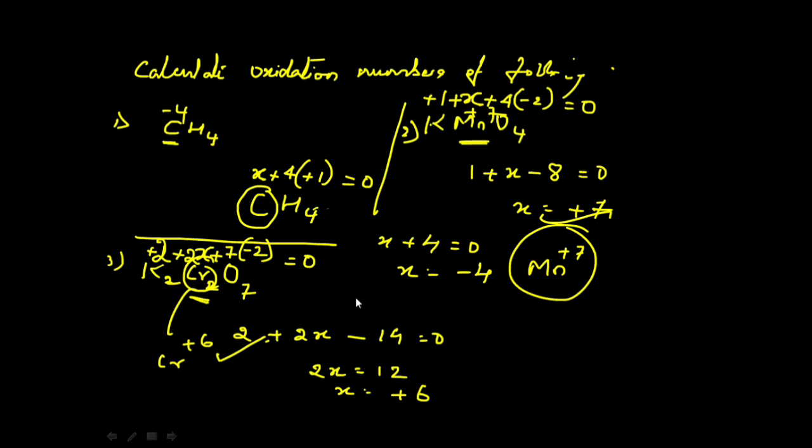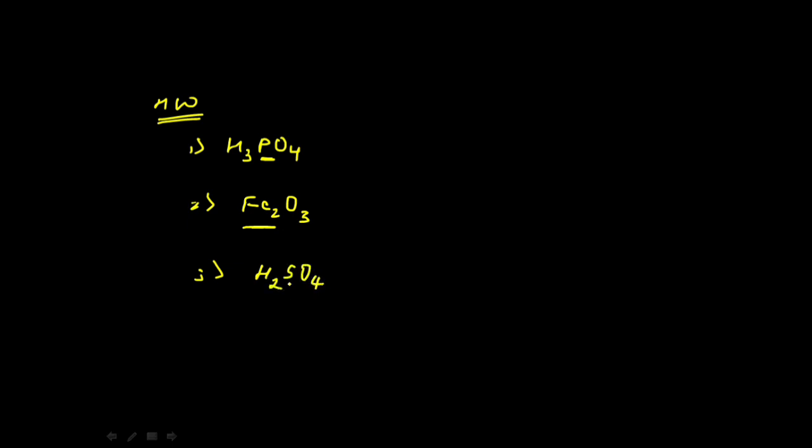I hope you understood this, isn't it? The next is homework. Calculate the oxidation number of the underlined ones. Take phosphoric acid, H3PO4: calculate the oxidation state of phosphorus. Second example, take iron oxide, Fe2O3: calculate the oxidation state of iron. And another example, take sulfuric acid, H2SO4: calculate the oxidation state of sulfur.